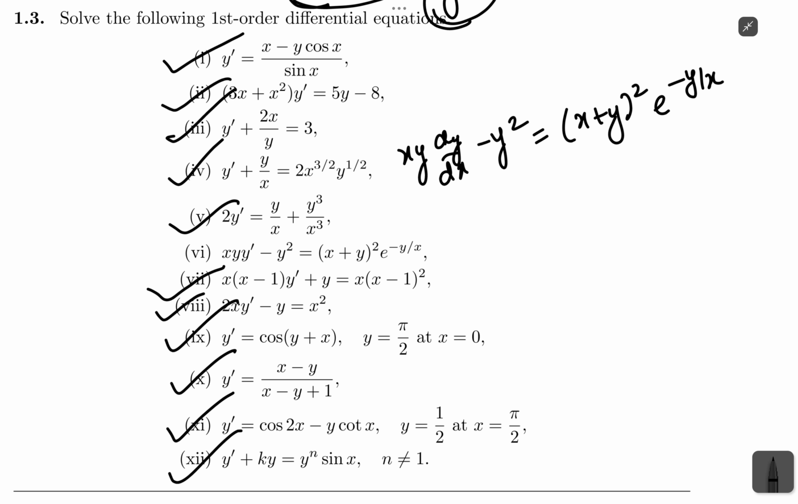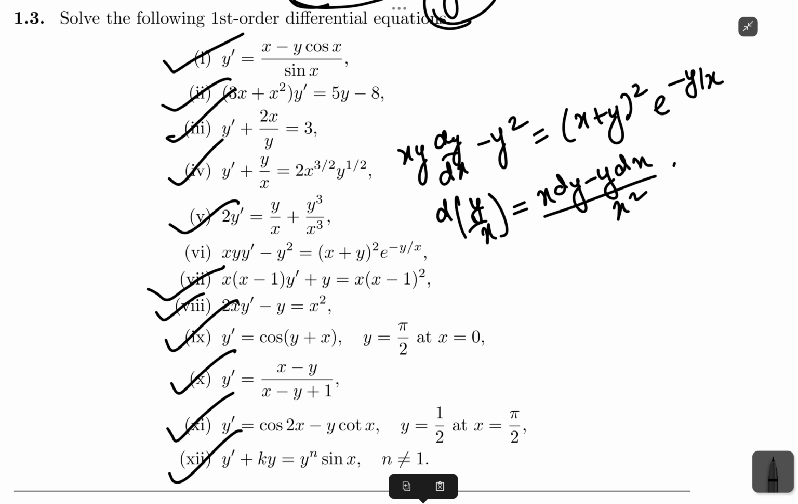Okay, so xy dy by dx minus y squared is equal to (x plus y) whole squared times e power minus y by x. So for this, obviously the hint is to find d of y by x, which is x dy minus y dx upon x squared. Okay, now where can I find this? So what I thought was that I can actually divide this whole by x as well. Yeah, I could, I was solving it absolutely correctly.